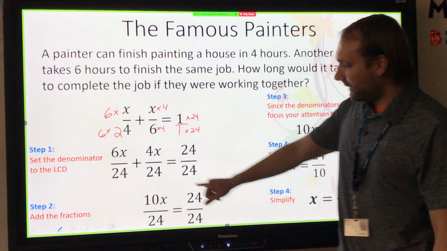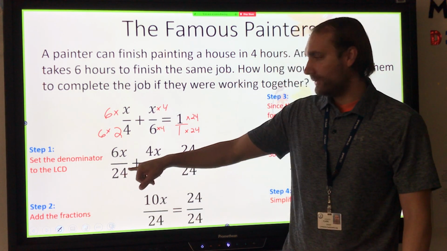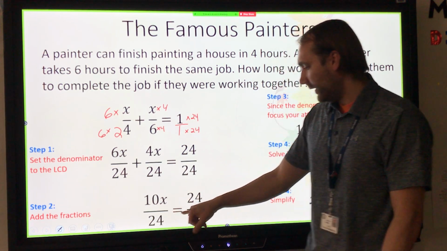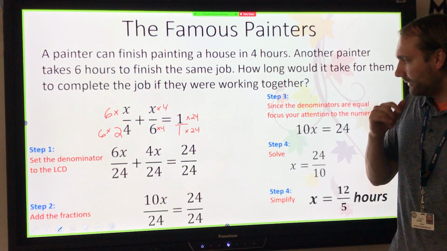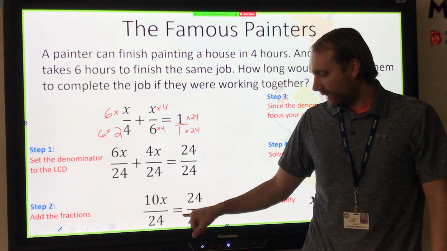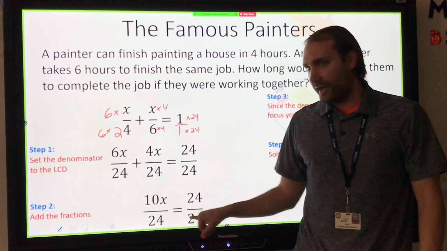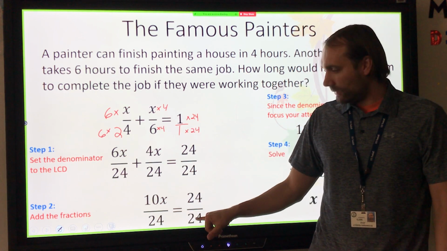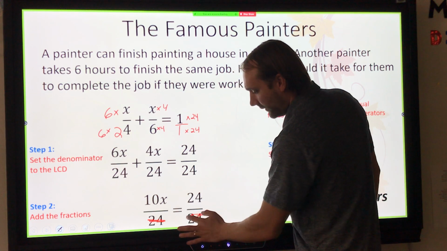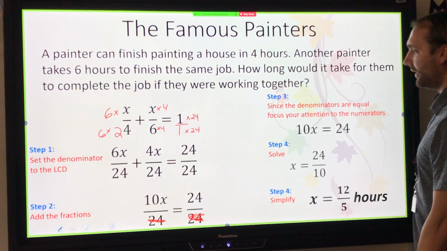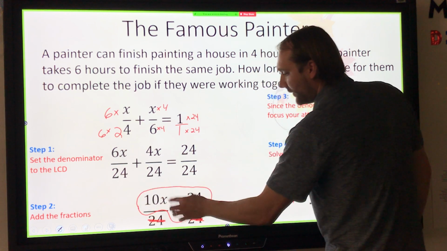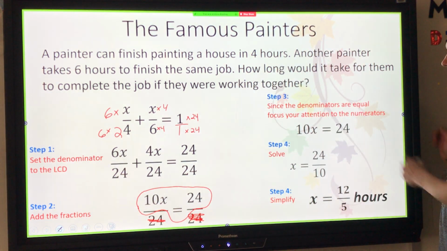Now that they have the common denominator, I can add them together, correct? So 6x plus 4x is a 10x over 24 equals 24 over 24. And notice, I want these to be equal, correct? Because I have this equal sign. I want this to be true. The denominators, are they equal? They're equal. So if the denominators are already equal, let's just forget about them. We don't have to worry about them because we know it's true on the denominator. So focusing only on the numerator, I have 10x equals 24 and solve for x.